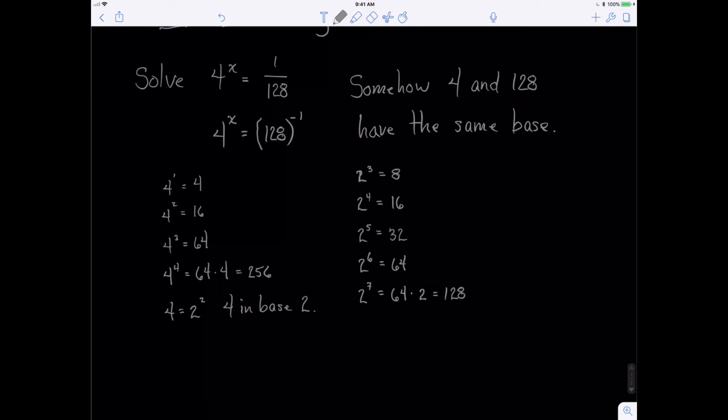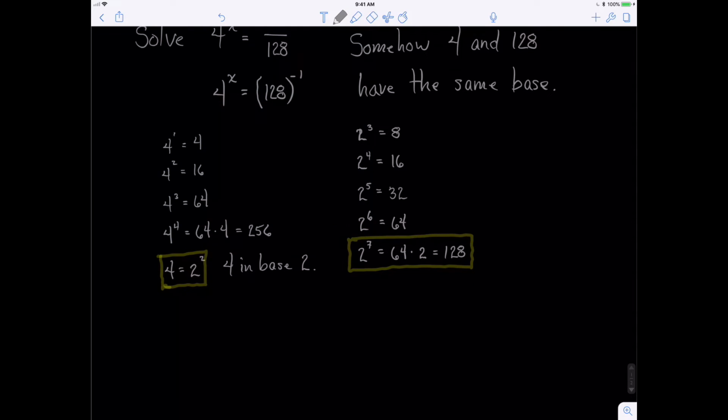So now that we know these two pieces, that 128 is 2 to the 7th in base 2, and that 4 is 2 squared in base 2, now we can solve the problem. Let's see how. I'm going to bring down my next step again. Let's just copy this so we keep it together.